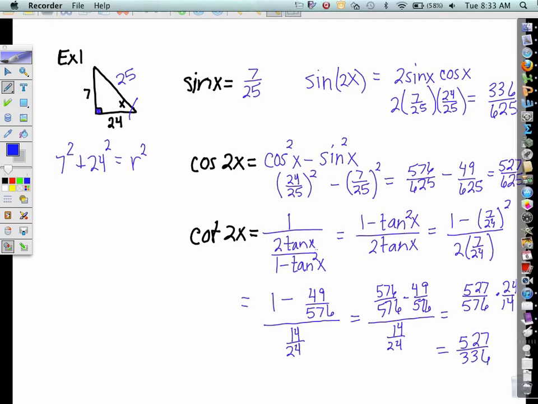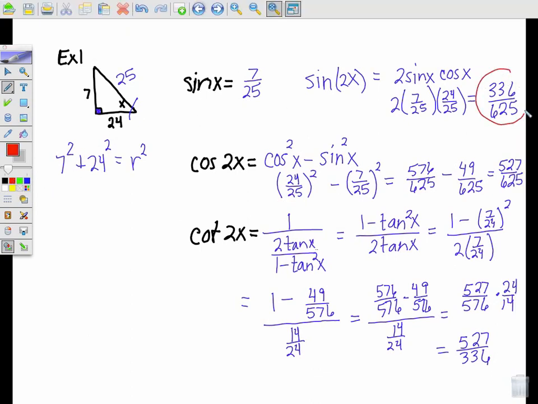All right, so that's how you use your formulas, and for the final solutions here, you can see that we're just going to leave them in that fraction form. There's the sine 2x, here's our cosine 2x, and cotangent took us a little bit longer. All right, that's how you use your formulas.